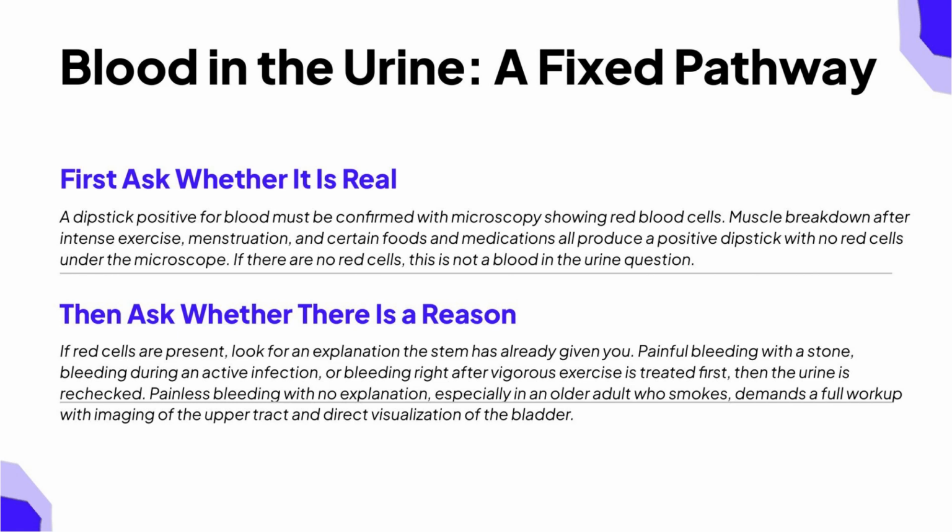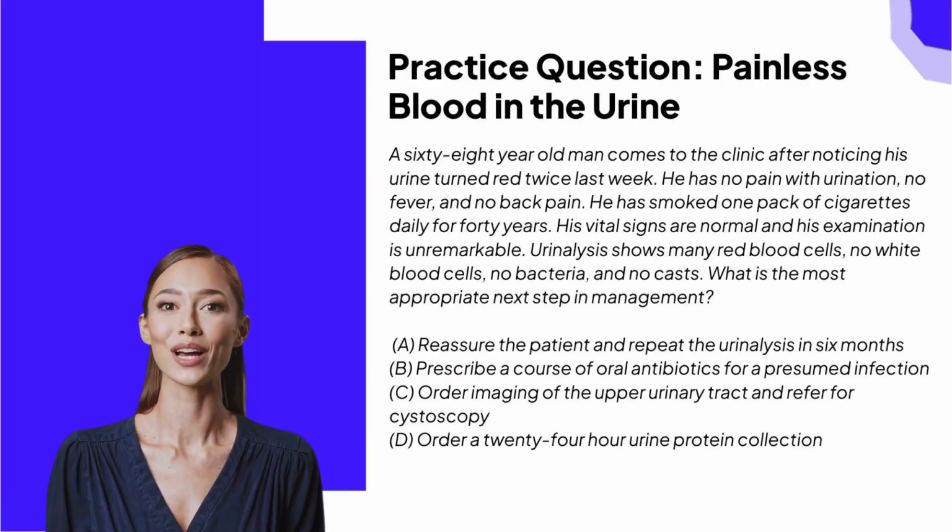Now the pattern that carries the most weight. Painless bleeding with no explanation in an older adult who smokes is cancer until proven otherwise, and it demands a full workup with imaging of the upper tract and visualization of the bladder. The smoking history is the single most reliable clue. Highlight it every time. Here's our third practice question.